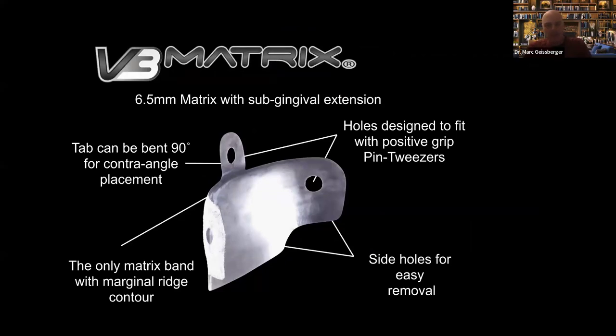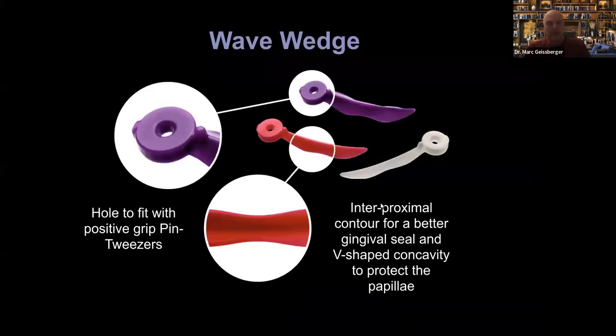And what I want to point out here on the V3 system is this curvature right here, okay? That's incredibly important for a class two. Now, a class two is interesting. A class two is challenging because you're taking away a marginal ridge and you have to reproduce that. And getting marginal ridge anatomy is something I struggled with for years. The reason I struggled with it, I was taught incorrectly how to do a posterior composite.